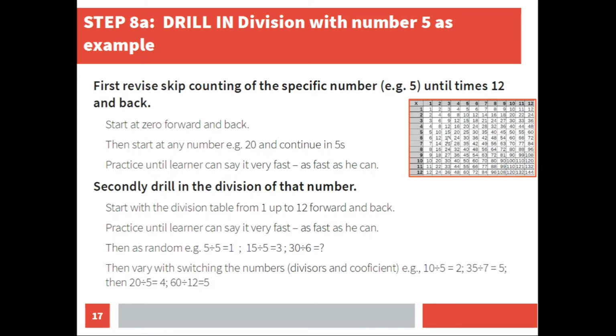If he knows that, then you go to another way. Then you start a little bit random. Throw the numbers around. Of course, you not only say the 5 in front, but you mix the numbers of this table. For example, 30 can be divided by 5 as well as 6. So you say then 35 divided by 7 equals 5. 60 divided by 12 is 5 instead of 60 divided by 5. You throw the numbers around, and flip the numbers around.